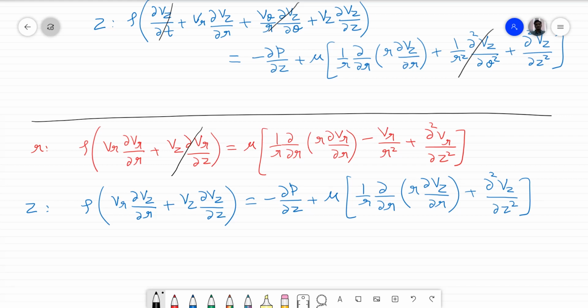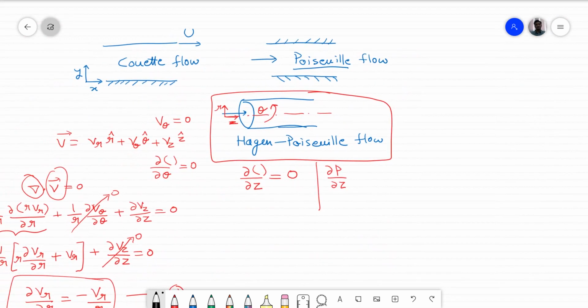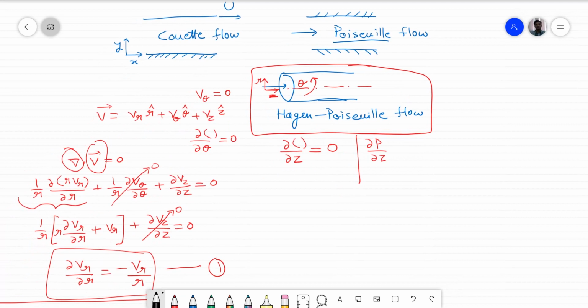There is no change in z direction, so we can neglect that because of fully developed flow. There is no change in z direction, we neglect that. No change in z direction and no change in z direction here. But pressure will change in z direction, so we are keeping it. Also, intuitively we know that velocity will only be in the z direction. There will not be any radial velocity that we can see from here.